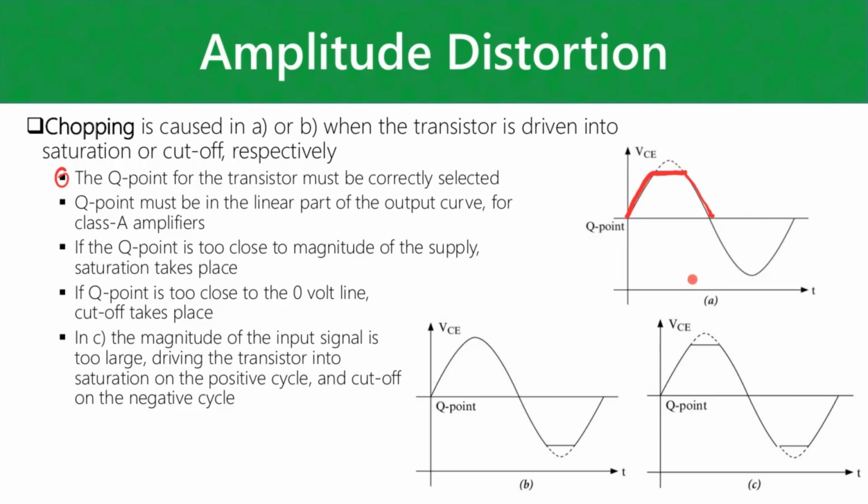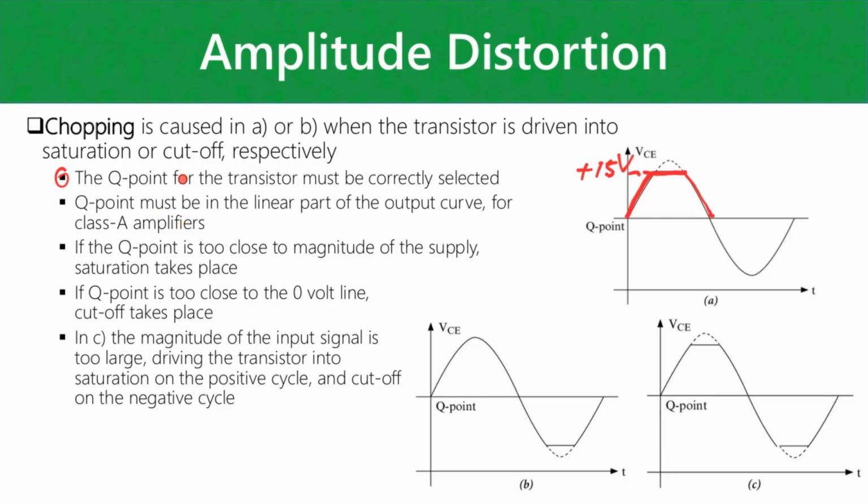Another thing is that you can only amplify up to the supply voltage, right? So if the Q point of your transistor is too close to, let's say you're supplying your amplifier with 15 volts, then you are operating way too close to your supply. So you're going to drive your amplifier into saturation.